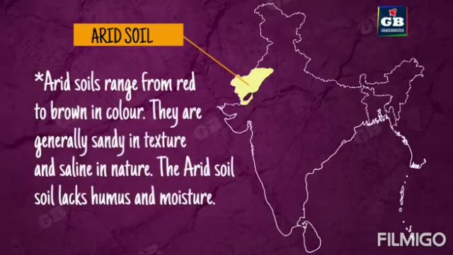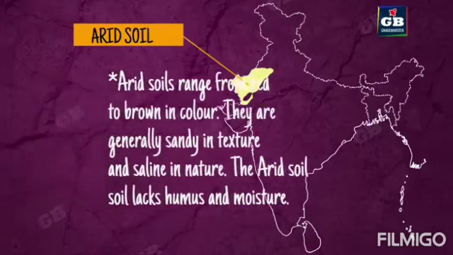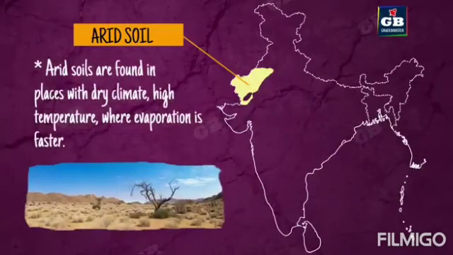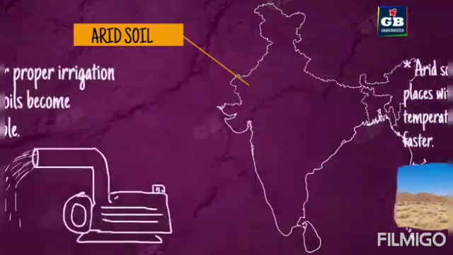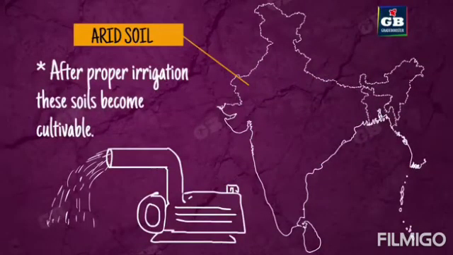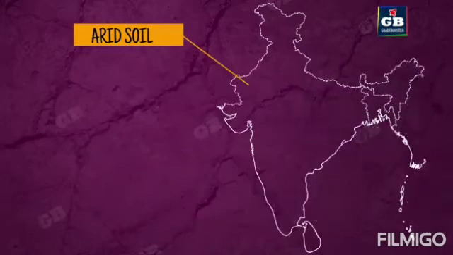Arid soils range from red to brown in color. They are generally sandy in texture and saline in nature. The arid soil lacks humus and moisture. Arid soils are found in places with dry climate and high temperature, where evaporation is faster. Due to this, the arid soil lacks humus and moisture. After proper irrigation, these soils become cultivable.